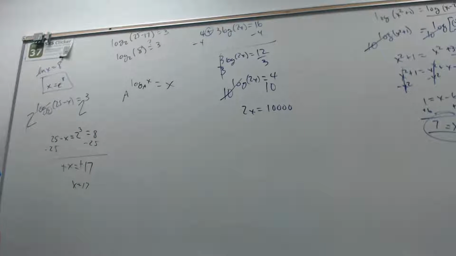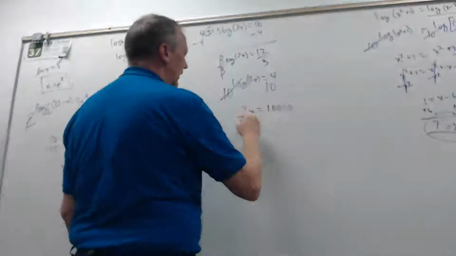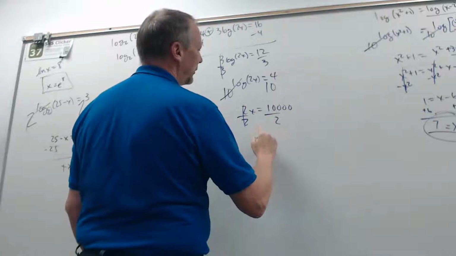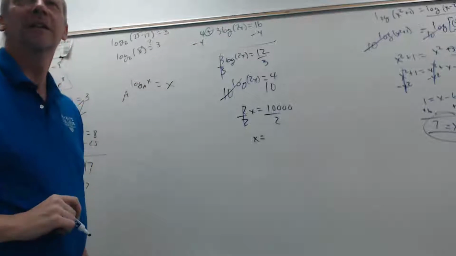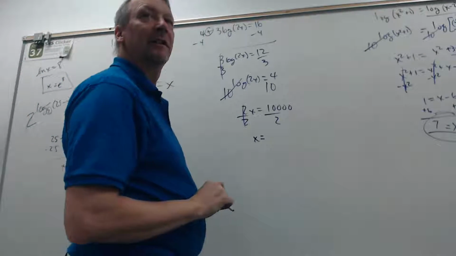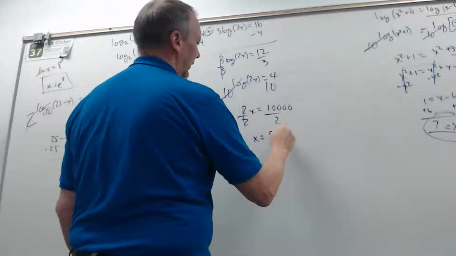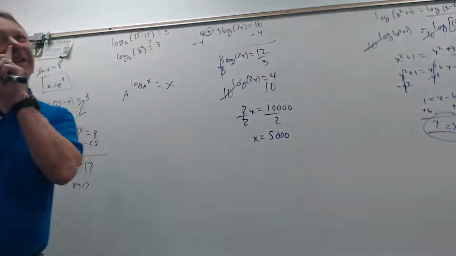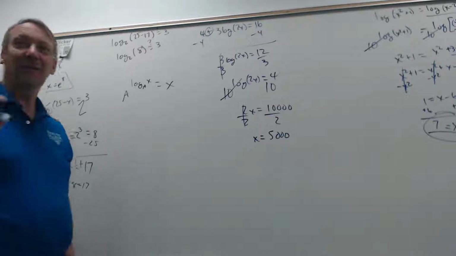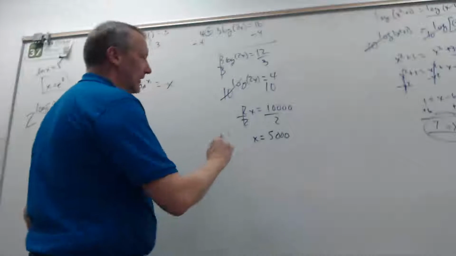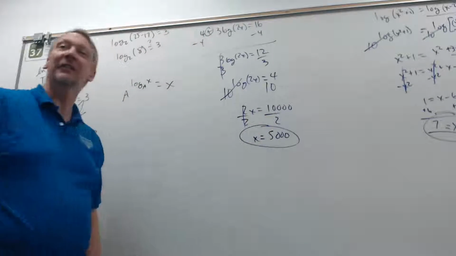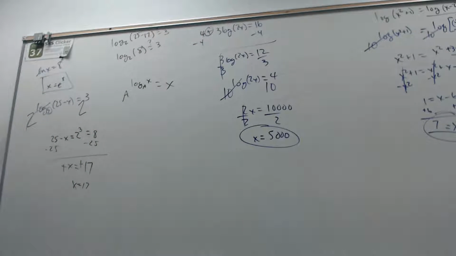And then divide by 2. Divide by 2. x equals 5 grand. Wow. You believe that's the correct answer? Do you feel good about checking it? Let's check it. I'm going to circle it because I feel really good about it, but we should check it first.